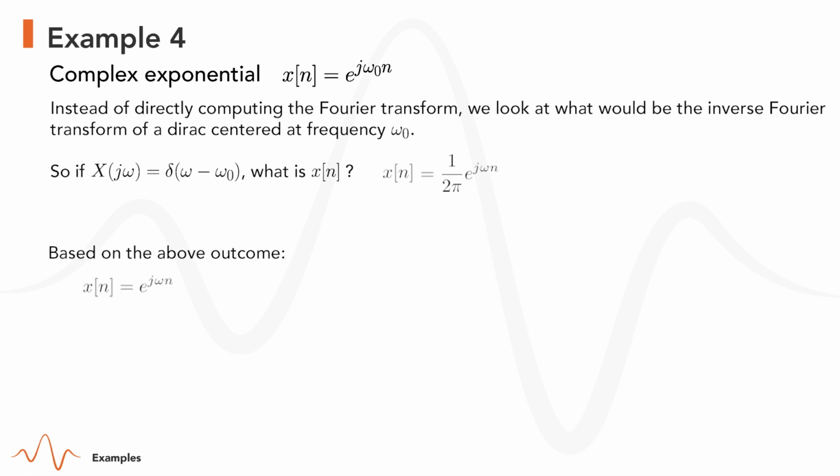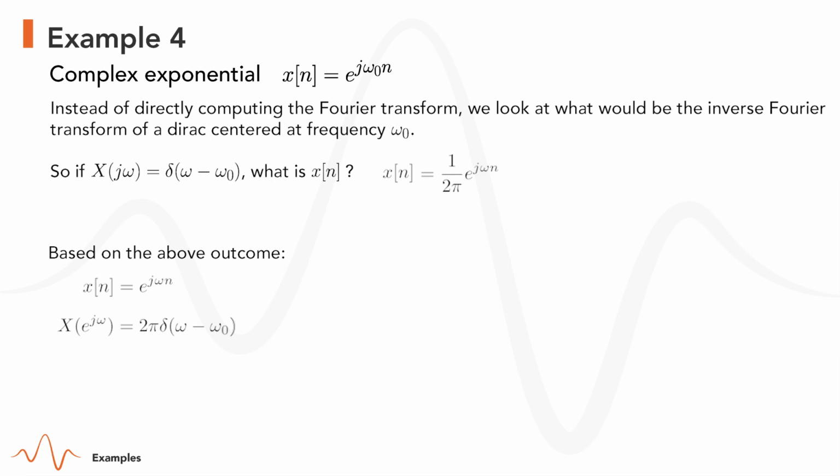So if we make the Fourier transform 2 pi times a Dirac centered at omega naught, we obtain the desired complex exponential by inverse Fourier transform. So we know that a single Dirac centered at omega naught in the interval between 0 and 2 pi suffices to obtain the inverse Fourier transform of a complex exponential.